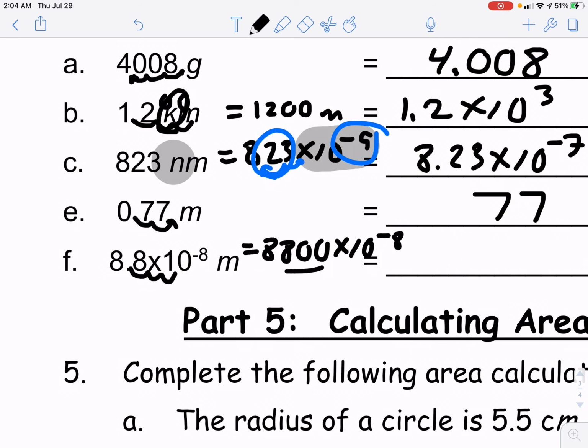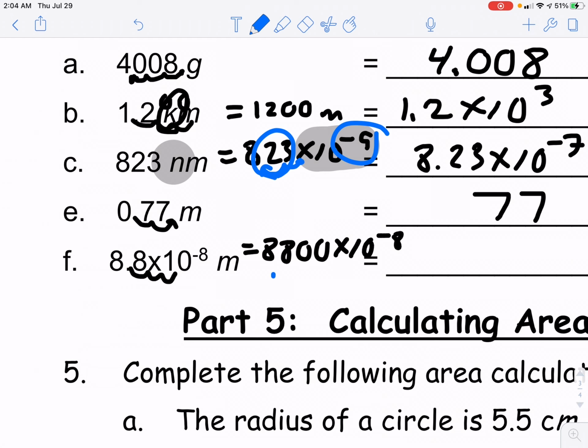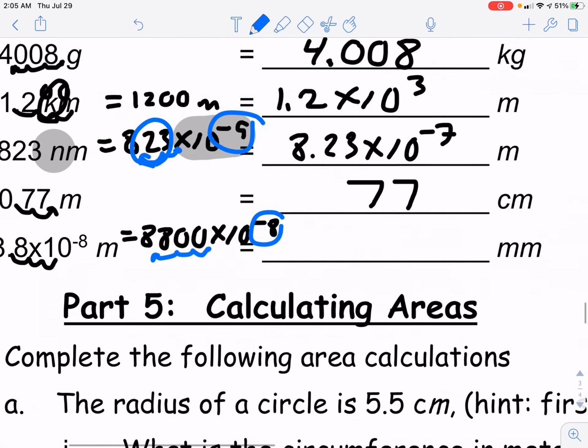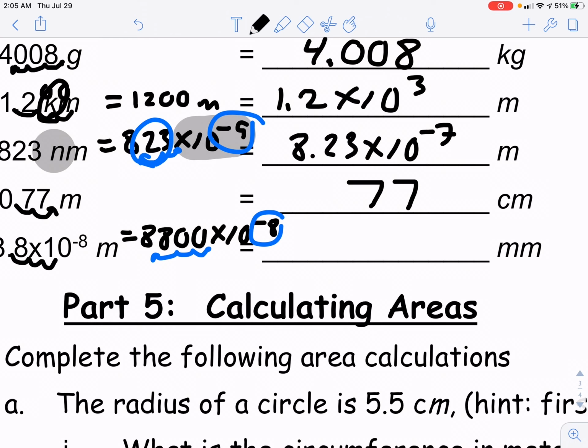Now that's 8,800. That's not proper scientific notation. Proper scientific notation has the decimal in between the first 2 digits. So I have to take that decimal point, which is hanging all the way back over here, and move it 1, 2, 3 places that way. If I do that, my exponent becomes a little more positive, 3 factors of 10 more positive. So 8.8 times 10 to the negative 5.